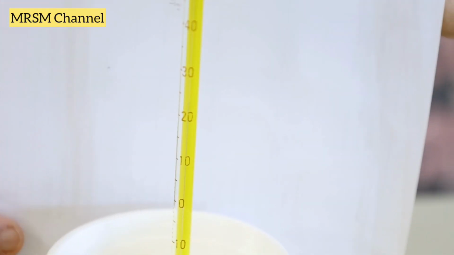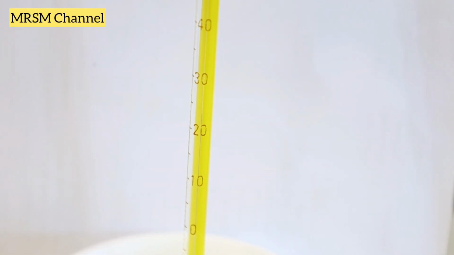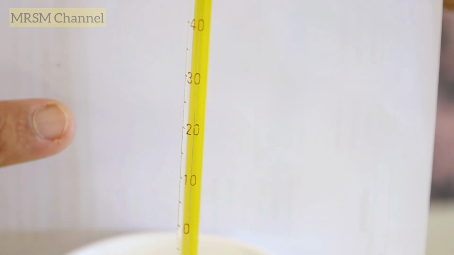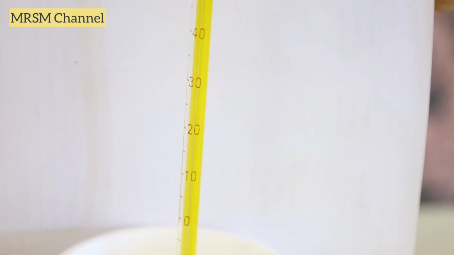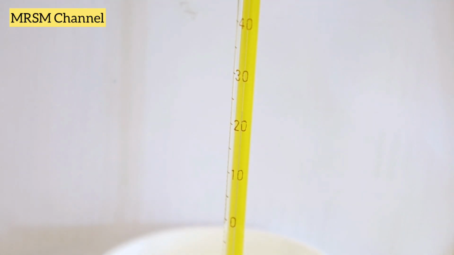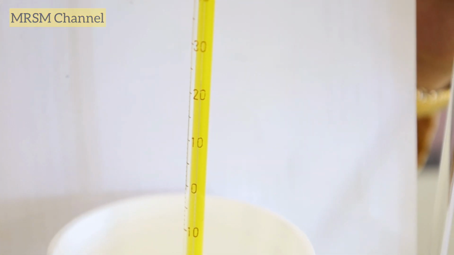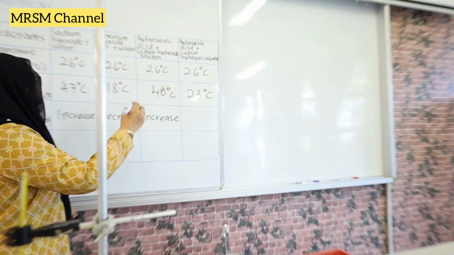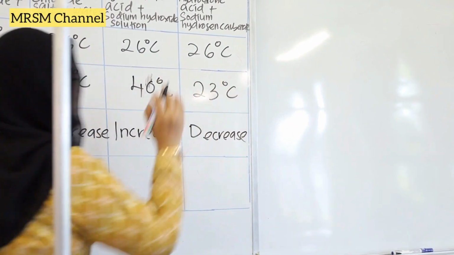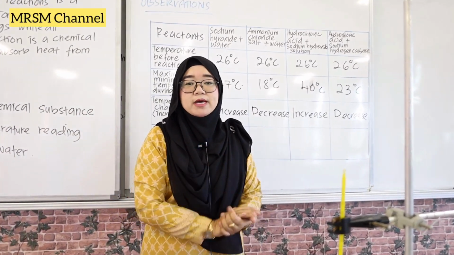From 26, right after we put the sodium hydrogen carbonate into the hydrochloric acid, we can see the temperature decrease from 26 to 25 and 24. Now it has reached 23 degrees Celsius. So the reaction stops. The reading is 23 degrees Celsius. So from 26 to 23, the reading decreased. We have now seen the differences in the thermometer reading between before and during the experiment.